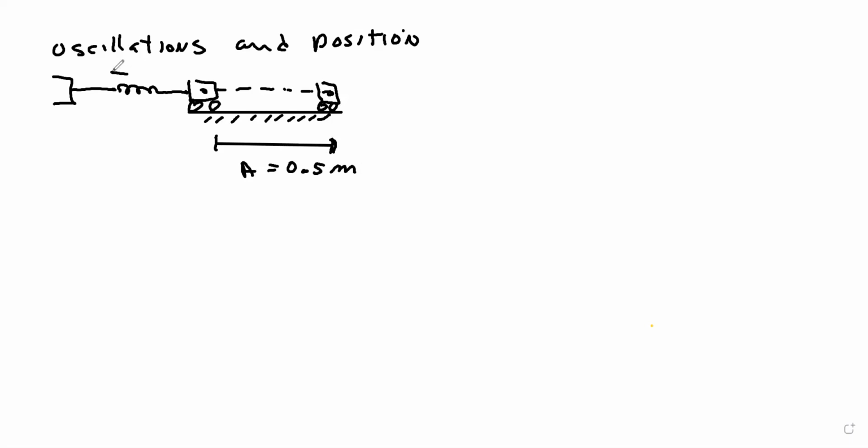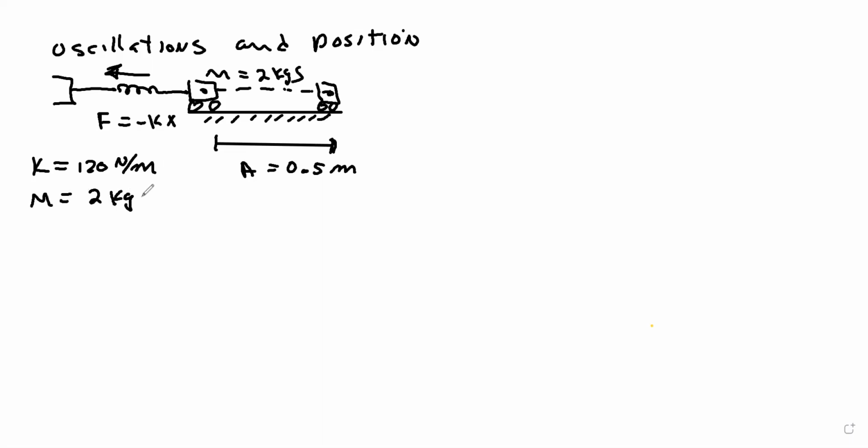And remember that you have a force coming this way, which is the restoring force, and that force is going to be equal to minus kx, where k is the spring constant. It's going to be 120 Newton per meter. And this particle has a mass, and the mass is going to be 2 kilograms. Once you let it go, it's going to start to oscillate, going back and forth.